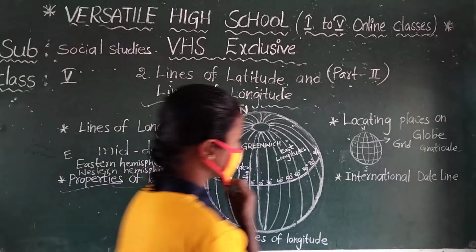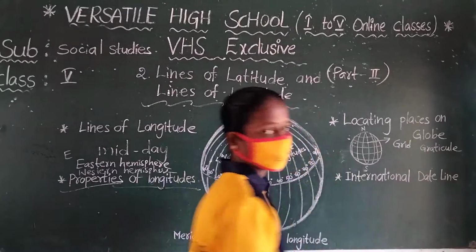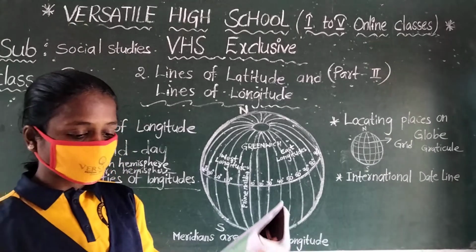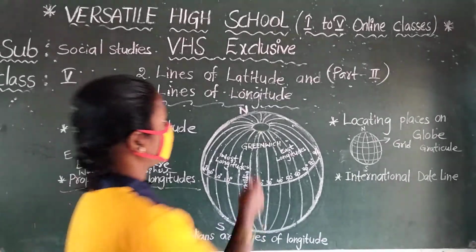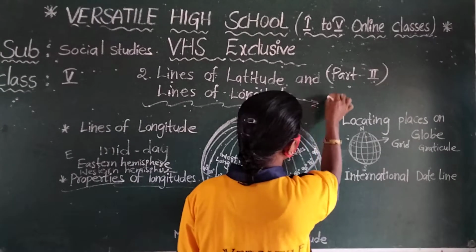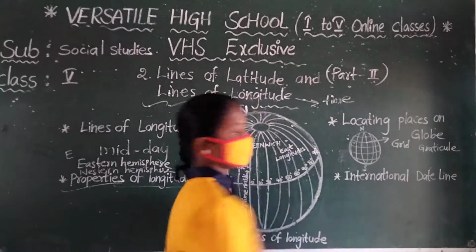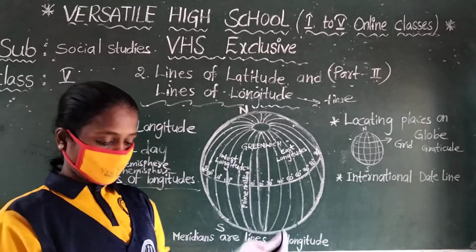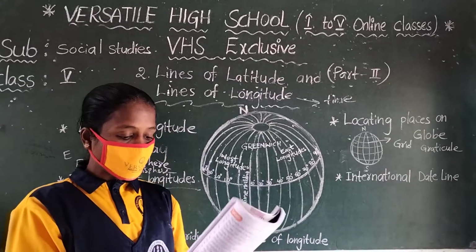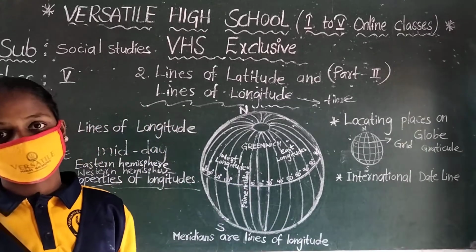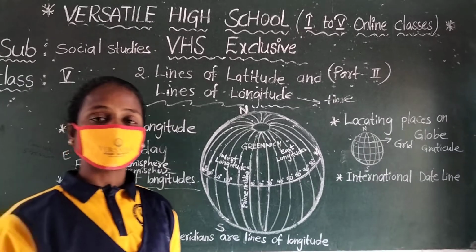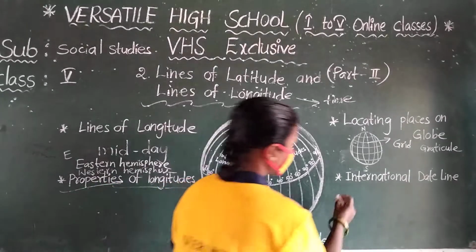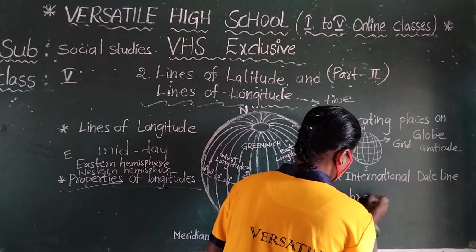Now children, we are going to the international dateline. What do you say that? International dateline. Longitudes help us to calculate the time of a place. Here longitude is giving us help with the time of a place. We know that the earth takes about 24 hours. One day has how many hours? 24 hours.